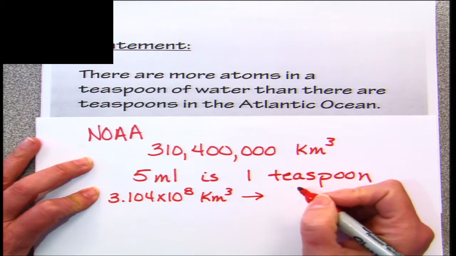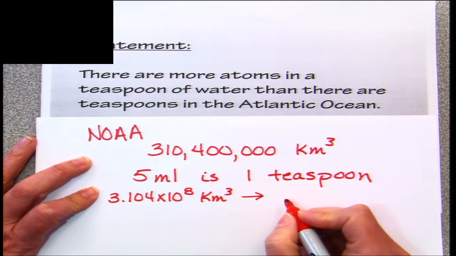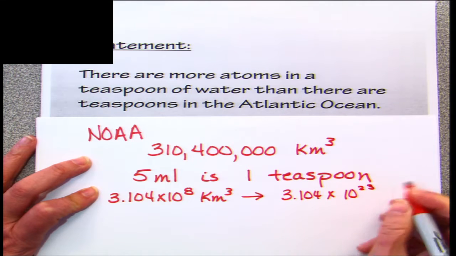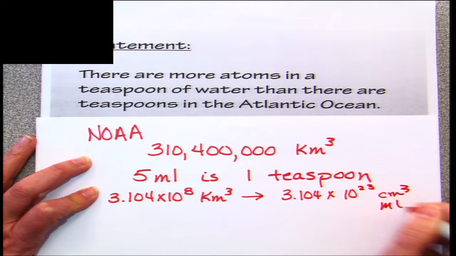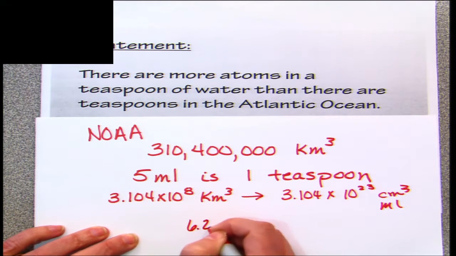So when I do that, I end up with 3.104 times 10 to the 23rd centimeters cubed, or milliliters. Then I have to divide that by 5 to get teaspoons, right? So I divide that by 5 and I get 6.208 times 10 to the 22nd teaspoons. So that's how many teaspoons are in the Atlantic Ocean.